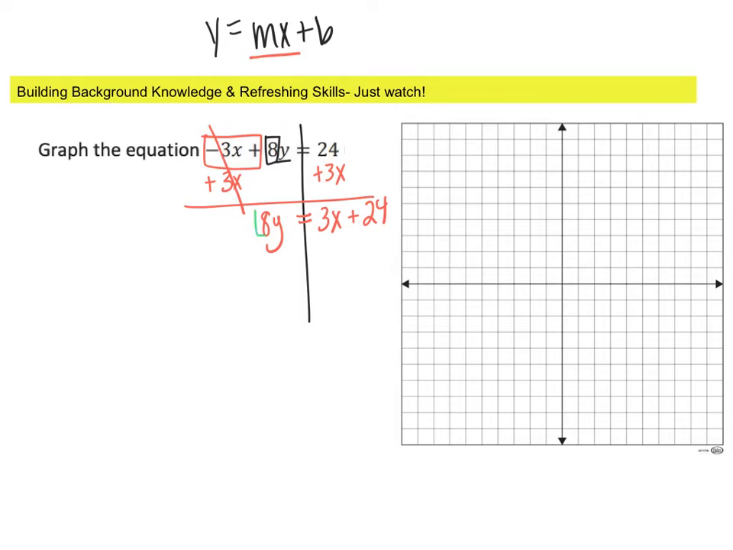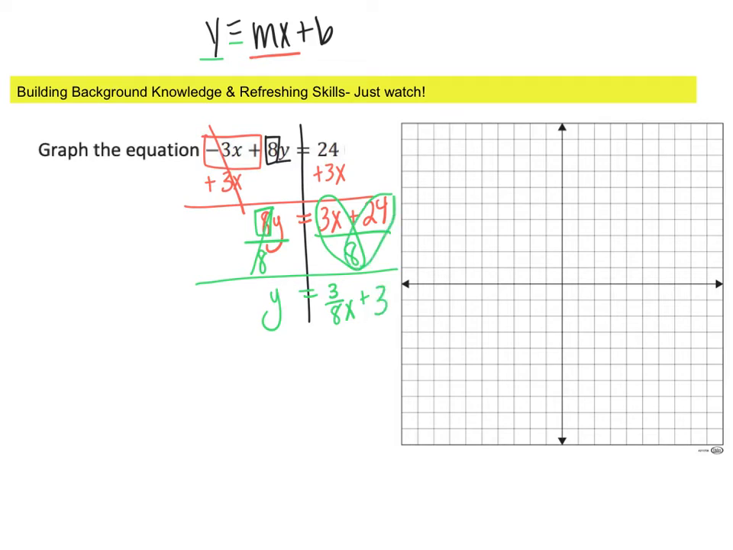I'm still trying to get y by itself. Right now it's being multiplied by 8, so I will have to divide all of these terms by 8. On the left it cancels and I'm left with y equals, which is exactly what I want. And then 3 divided by 8, I'm just going to write it as 3 over 8, making sure to keep my x. And 24 divided by 8 is 3.